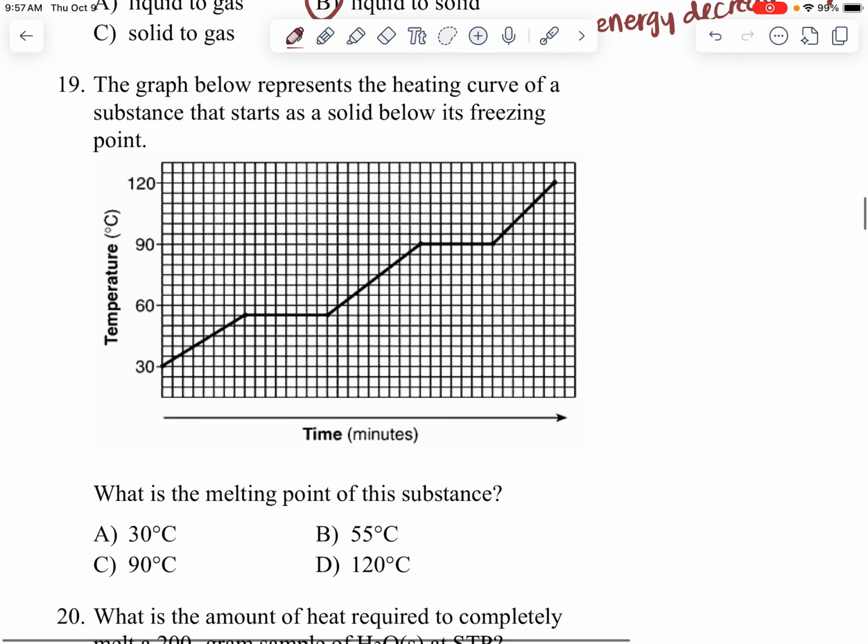19, what is the melting point? All right, we have two different plateaus. We're going to start from a solid. That solid eventually turns to a liquid. Then we have a liquid heating up. Then the liquid changes to a gas, and then we have gas increasing in temperature. So we need to know that melting is the first plateau. The second one would be boiling. So we look for the melting point. It's a little bit underneath 60. Looking at the scale of this graph, the answer is going to be 55 Celsius.